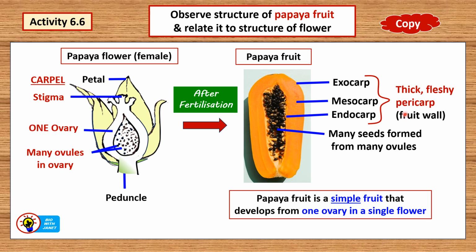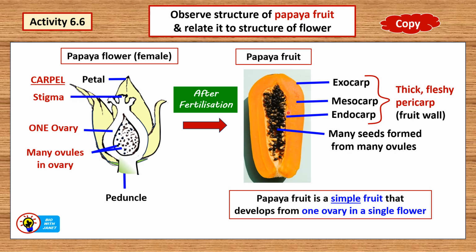So the fruit wall is called the pericarp. Papaya has a thick, fleshy pericarp or fruit wall, which can be eaten. If it's a fleshy pericarp, there are three parts. The exocarp forms the skin of the papaya fruit. The mesocarp is the middle layer, which is juicy and can be eaten. And then the third layer is the endocarp, which in this case is not a hard tissue, it's a soft endocarp.